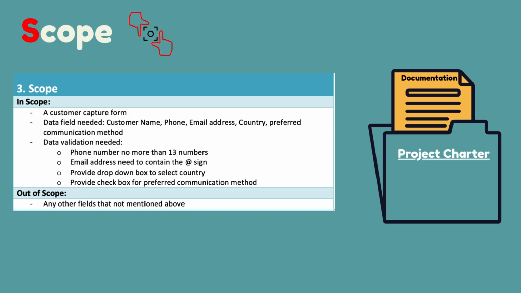In scope should include: develop a customer capture form. Data fields needed are customer name, phone, email address, country, preferred communication method. Data validation needed includes phone number, no more than 13 numbers. Email address needs to contain the @ sign. Provide a drop-down box to select country. Provide a checkbox for preferred communication method. All other fields not mentioned above are out of scope. All these need to be included in the project charter too.